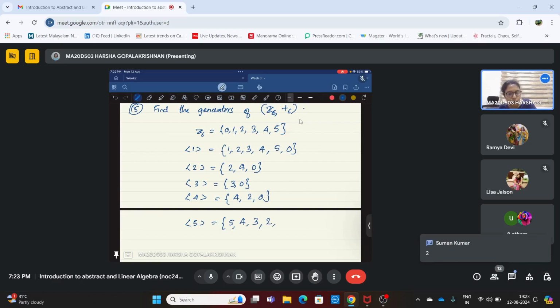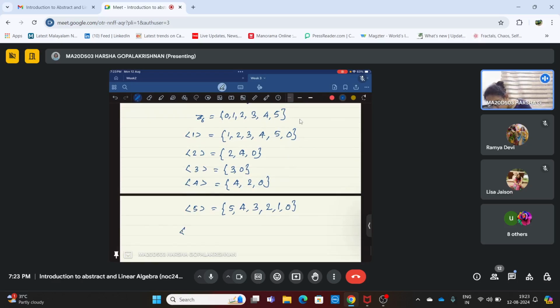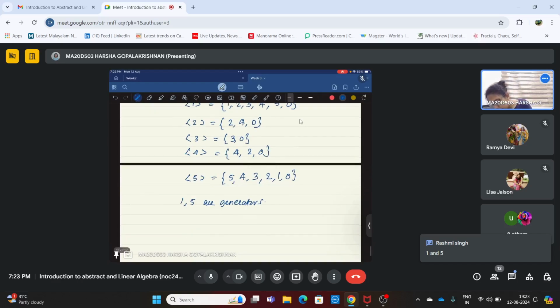Okay, good. 2. Again we are doing 2 plus 5, we get 7. So what is the remainder when dividing by 6? It is 1. Correct? 1. Now 1 plus 5 is 6. That is 0. Okay. For 5 also we got the whole set. So what are all the generators? 1 and 5 are generators. Yeah.